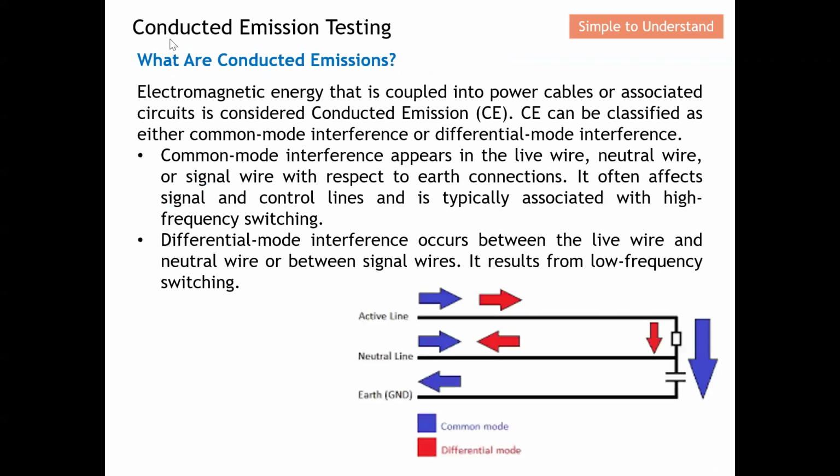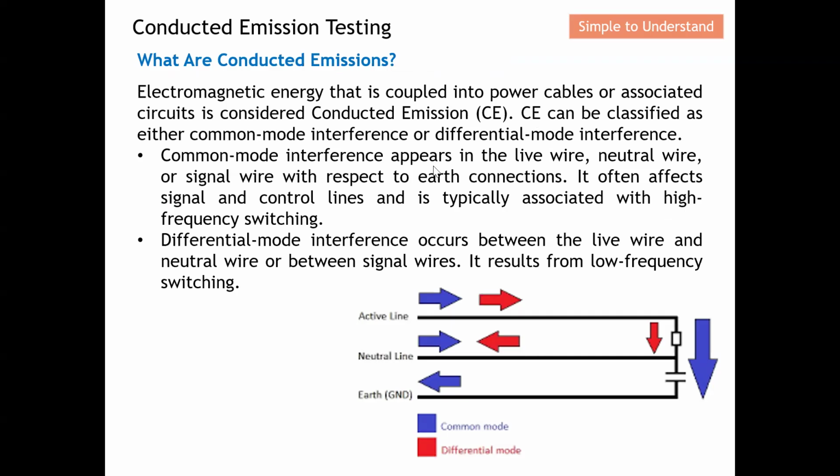Next, let's quickly understand what conductor emissions are. Electromagnetic energy that is coupled into power lines or associated circuits is considered conductor emission, which I have explained. So CE can be classified as either common mode interference or differential mode interference. So there are actually two types, either common mode or differential mode.